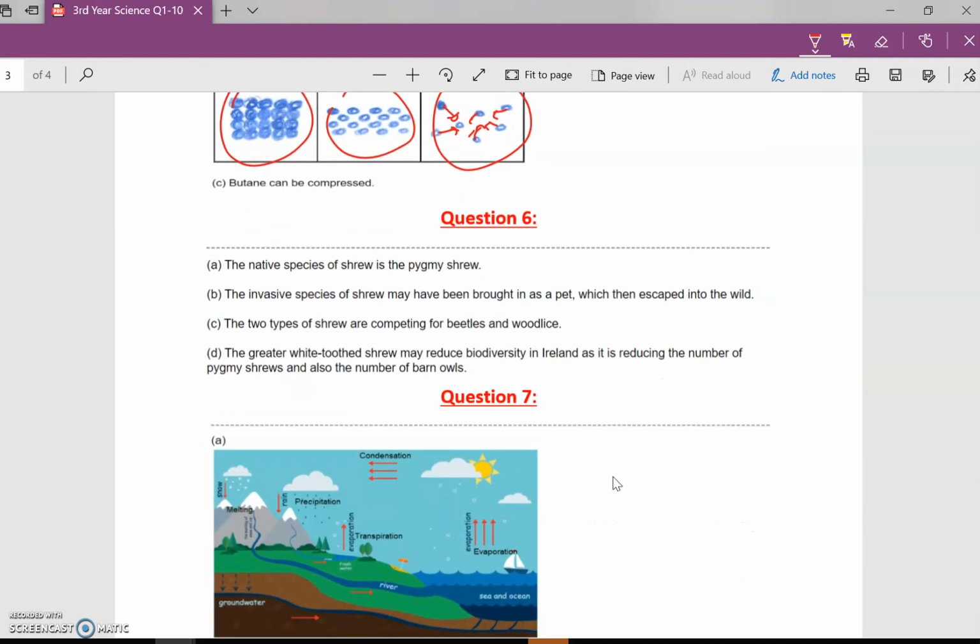Question 6 then, it's one of these comprehensions.